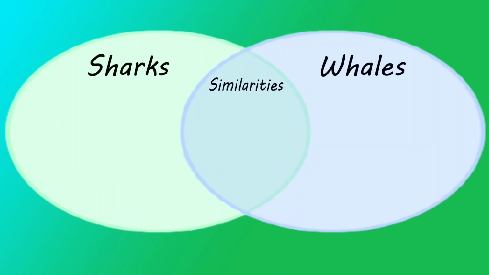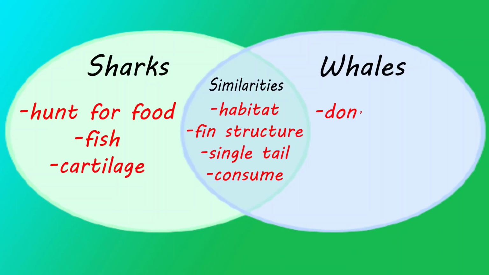So, we can now arrange information using the Venn diagram to properly and clearly present the sharks and whales' similarities and differences.